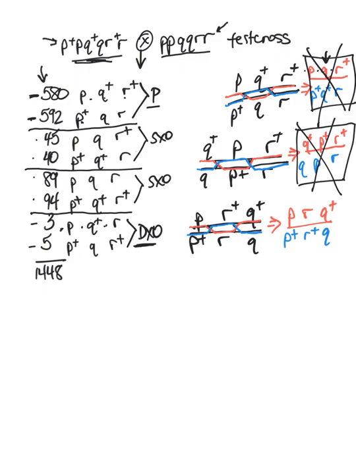Okay, is that what we see in our observed double crossovers? Right, P and R with Q plus. That is what we see. Right, the other double crossover chromosome has P plus and R plus with Q. P plus and R plus with Q. Okay, so that is the correct order. R is in the middle.